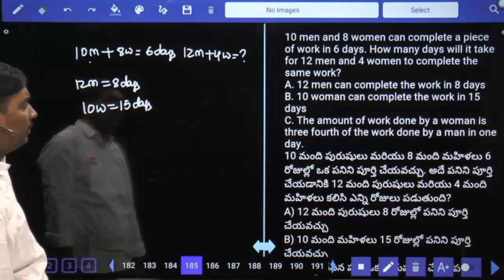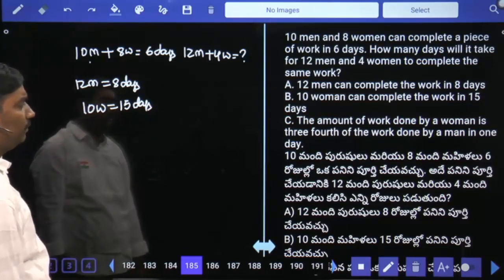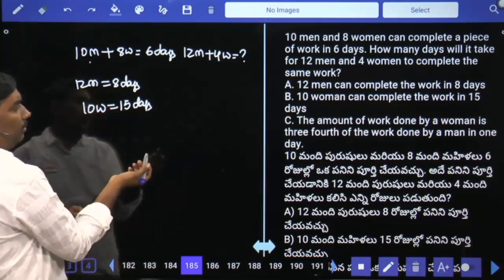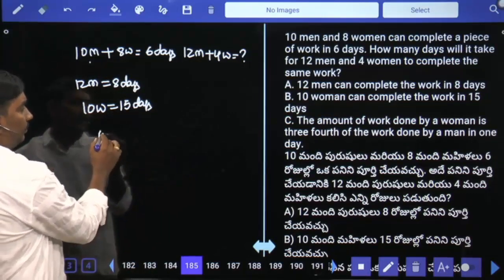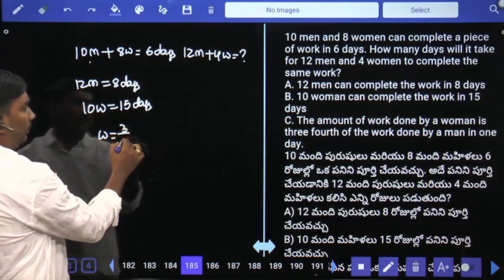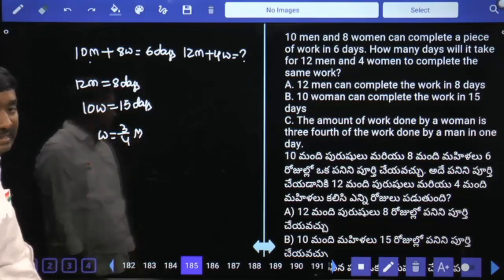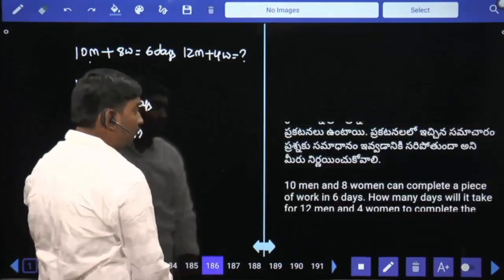The amount of work done by a woman is 3/4 of the work done by a man in one day. From here also we can say the answer. Either 1 or 2 or 3.